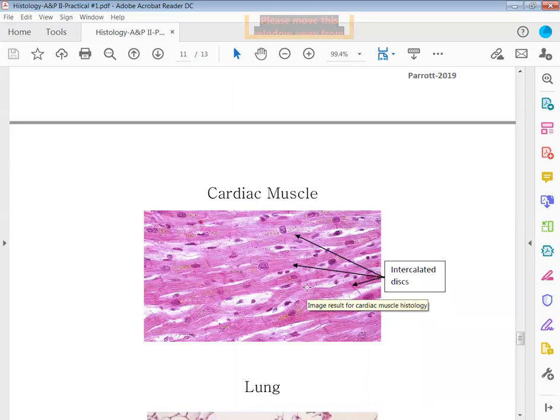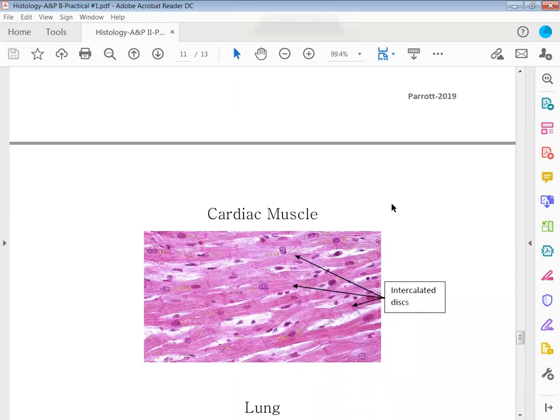Then we go down into our cardiac muscle. Remember, cardiac muscle tissue is going to be branched fibers. So here you'll see it goes off this way, and then it branches down here, and it goes here, and then it branches up to here, and it branches over here, and branches this way, and branches this way. So you can see the different branches.